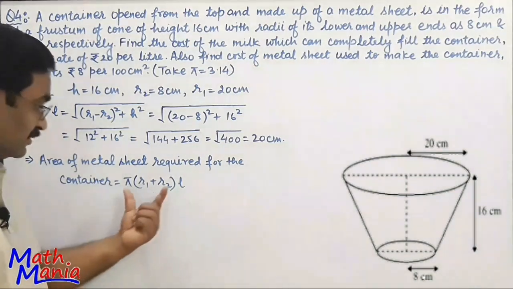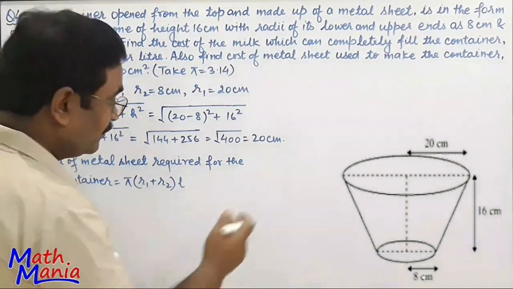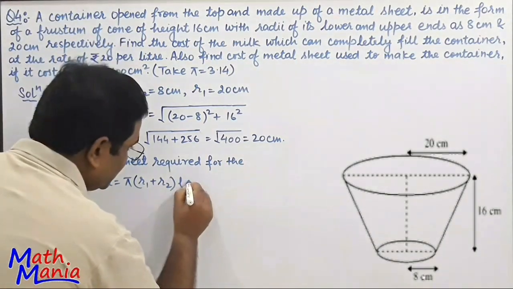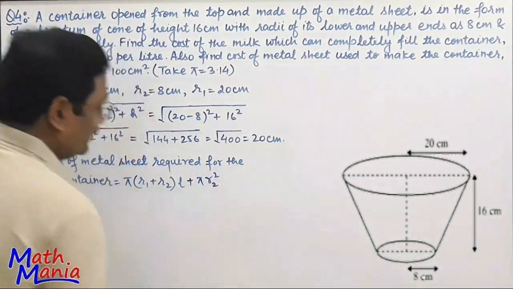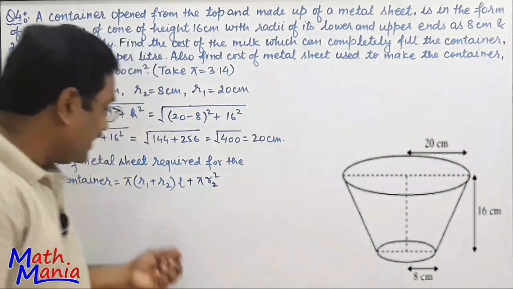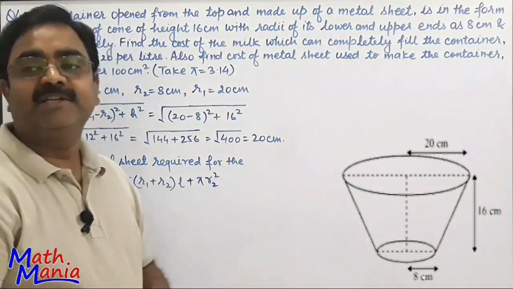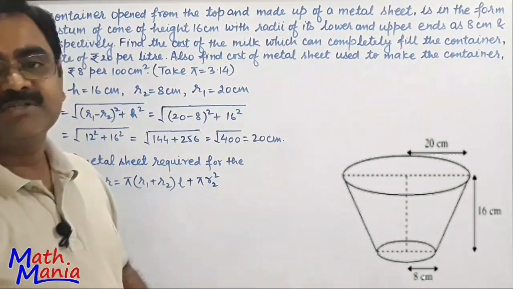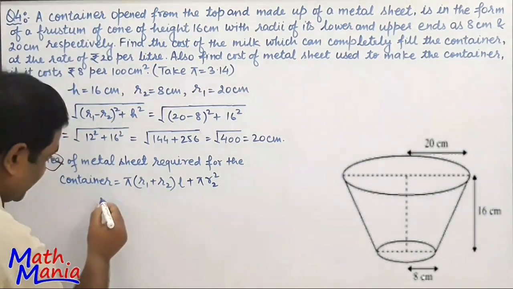This is the curved surface area plus the area of the base, which is pi R2 square. Are you getting why we have taken curved surface area plus area of base? Because this container is having only this much surface. Right, now substitute the values.